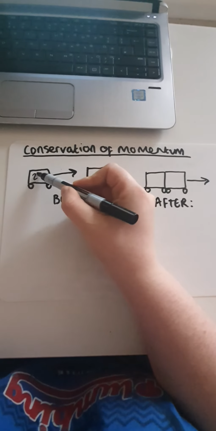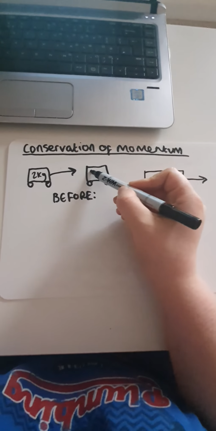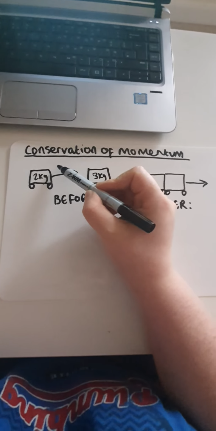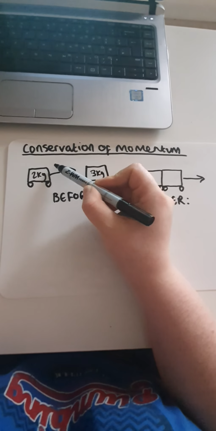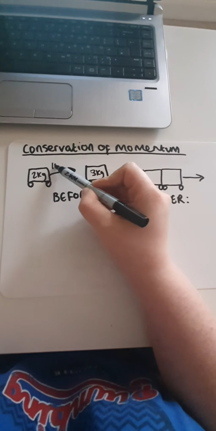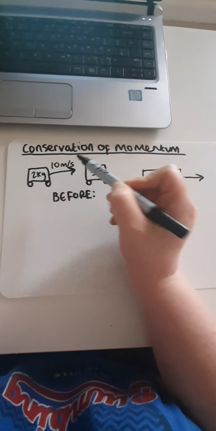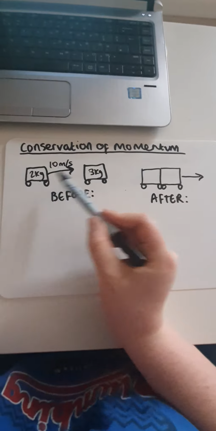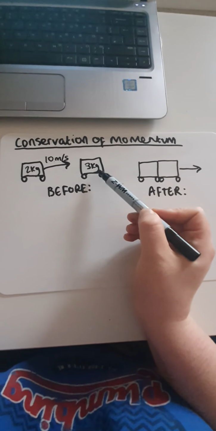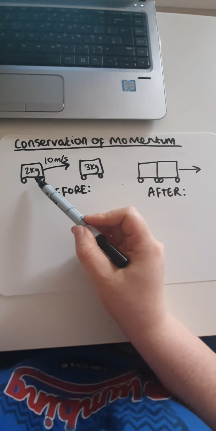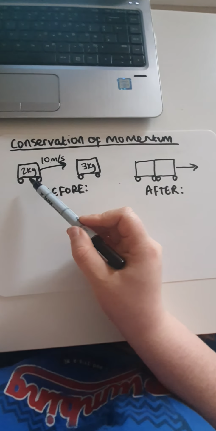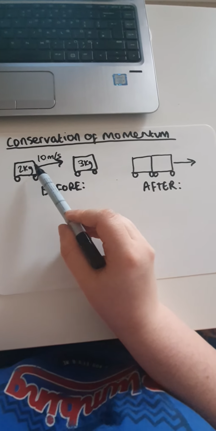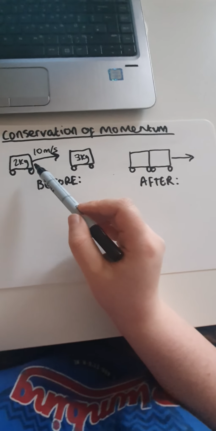I'm going to say this is 2 kilograms, this is 3 kilograms, and this is 10 meters per second. Okay, so this is my before scenario. I have 2 cars. One is stationary, that's 3 kilograms, and the first one is 2 kilograms and it's moving towards the second one with a speed, or rather with a velocity of 10 meters per second.